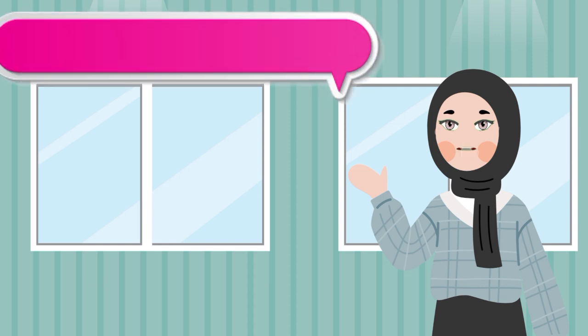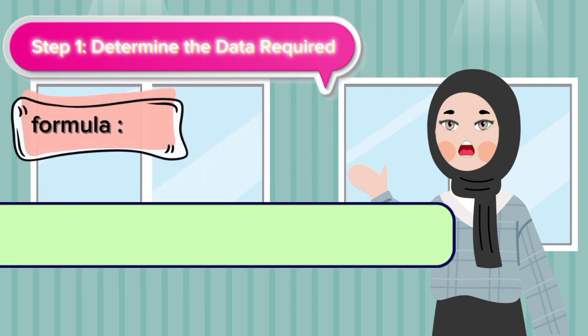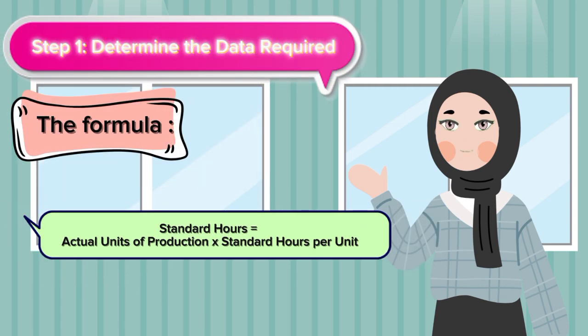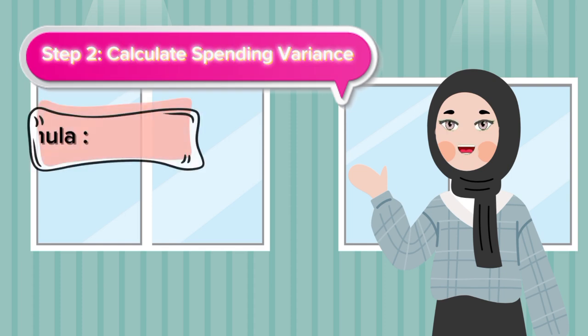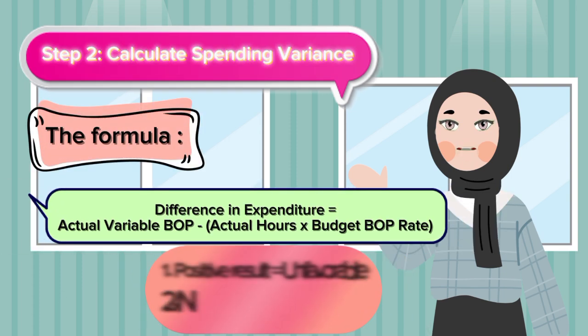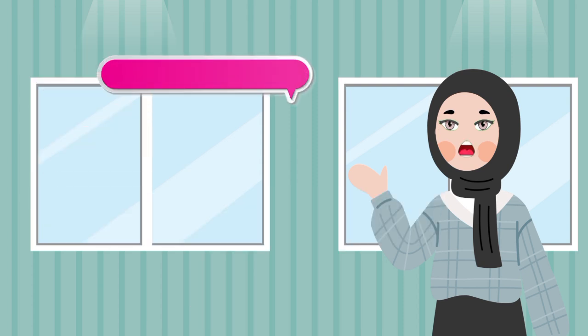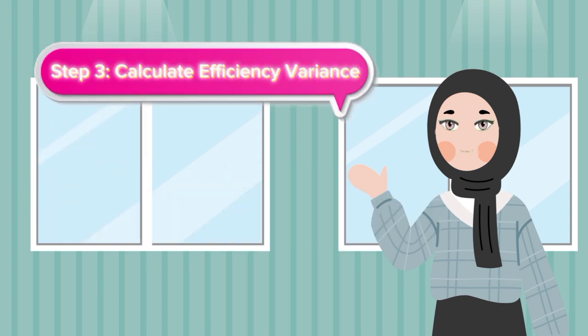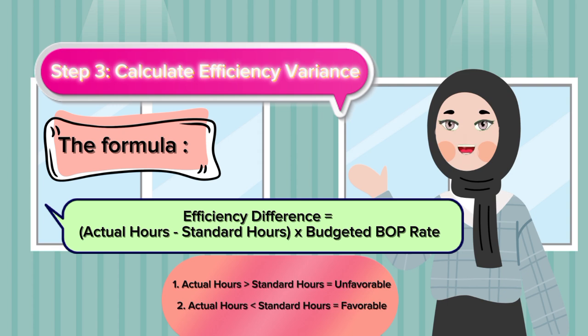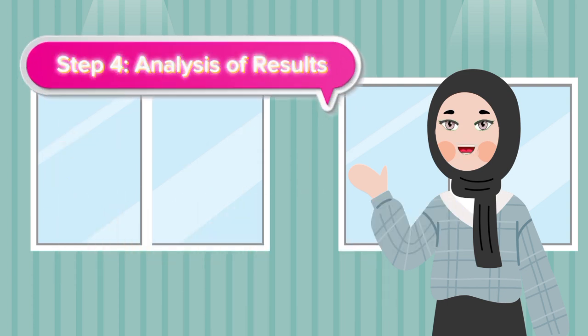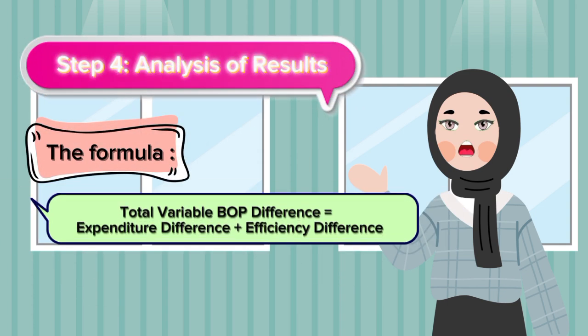Step 1. Determine the data required. So this is the formula. Step 2. Calculate spending variance. So the formula is. Step 3. Calculate efficiency variance. So the formula is. Step 4. Analysis of result. And the formula is.